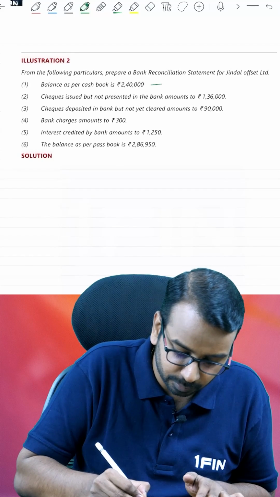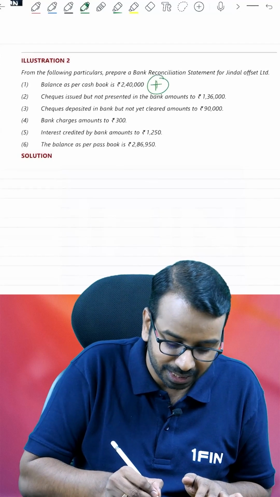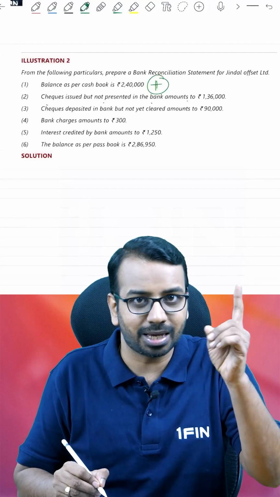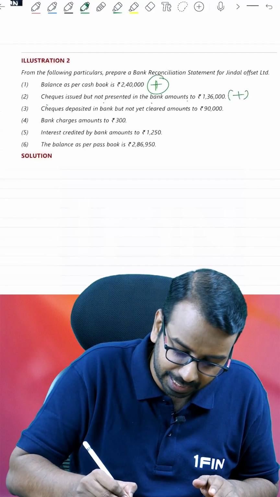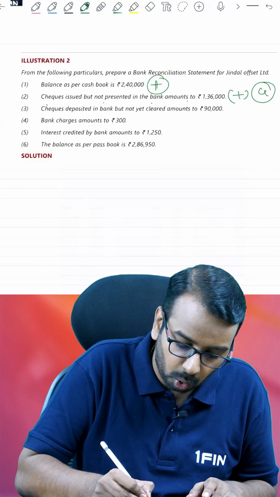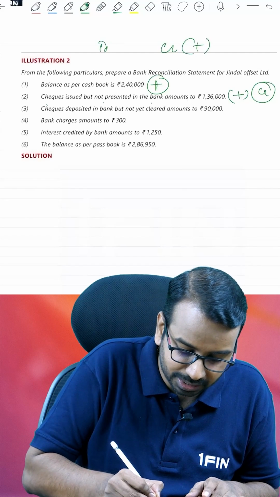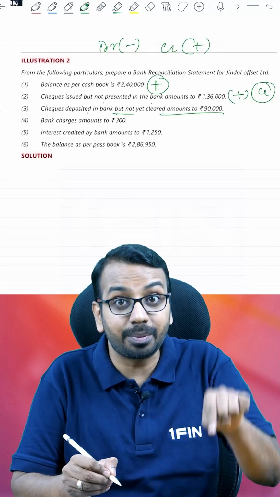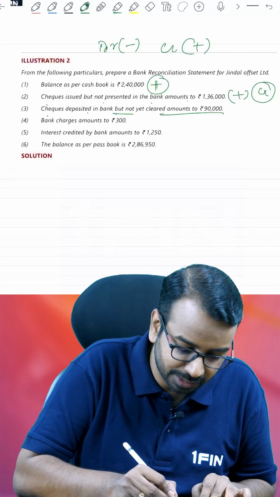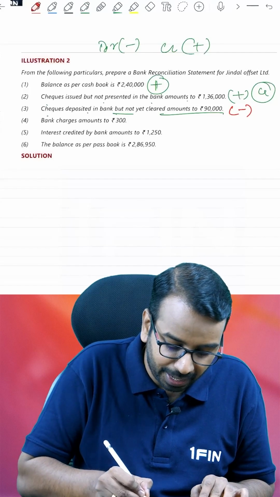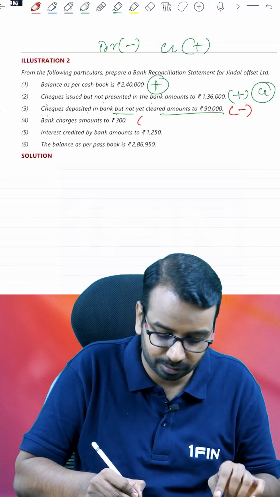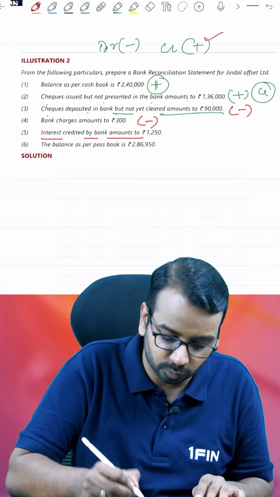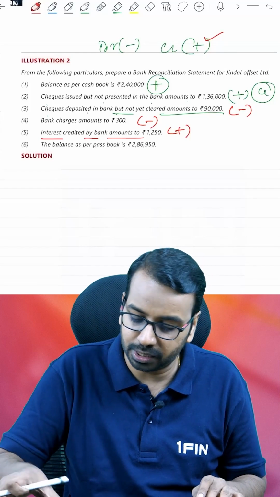Balance as per cash book plus 2,40,000 because it's a favorable balance. Checks issued but not presented in the bank. Checks issued means we have credited. Has the bank debited? No. So we will add because it is only credit. All single credits, add. All single debits, minus. Checks deposited in bank but not cleared. We have debited, the bank has not done anything. Debited means minus. Bank charges amount to 300. The bank has debited, minus. The bank has debited, we have not done anything. Interest credited by bank, the bank has credited, so what? Plus.